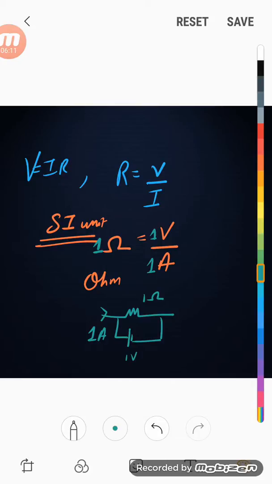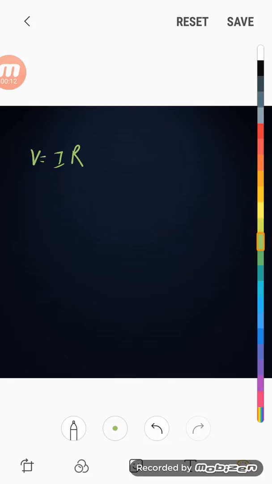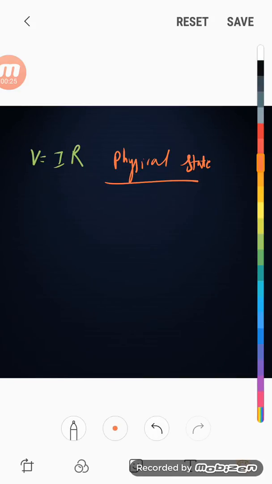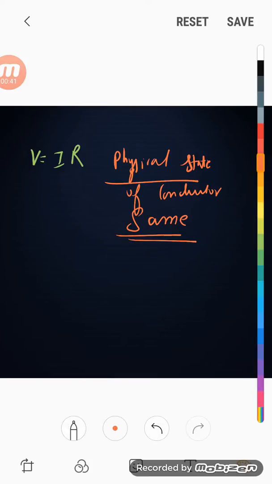So remember this, our Ohm's law is V equals I R, but it holds true when the physical state of the conductor remains the same. What do you mean by physical state?